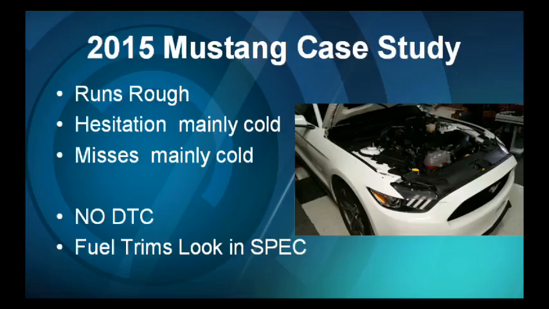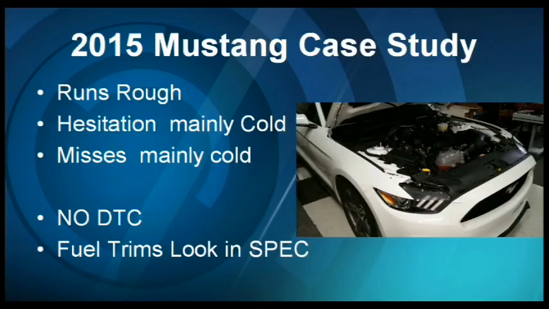The next case study that I'd like to go over with you is a 2015 Mustang. It runs rough, it hesitates, it has some misfires, mainly when the engine's cold. Initial checks, we do not have any trouble codes. The fuel trims look in spec. So this time we're going to use the Ford factory tool, the IDS, and do our diagnostics with it. Let's go to the shop and get to work on this Ford Mustang.